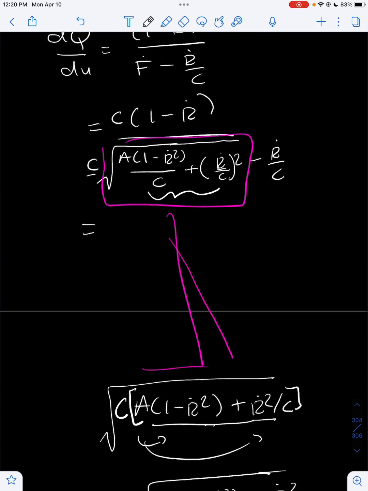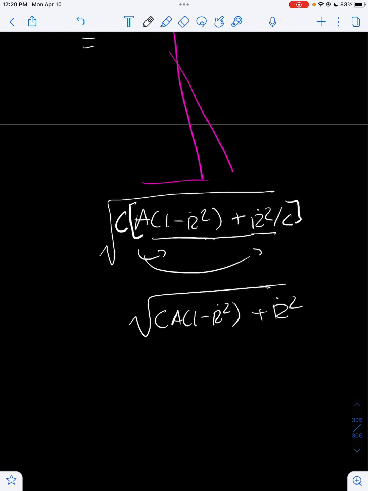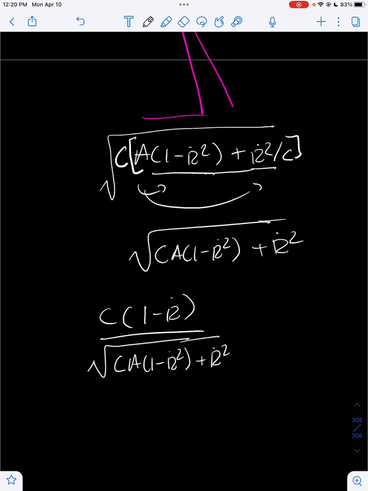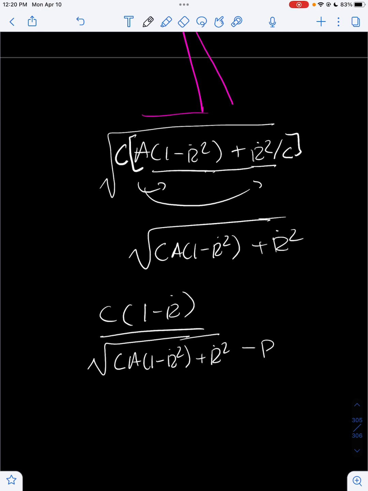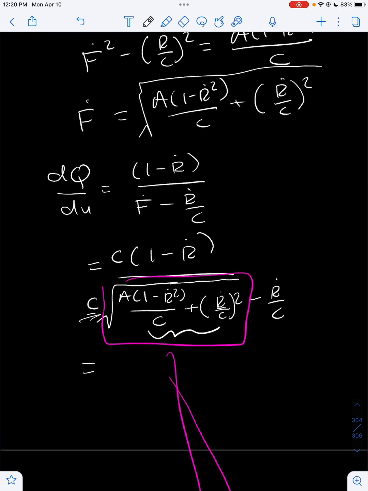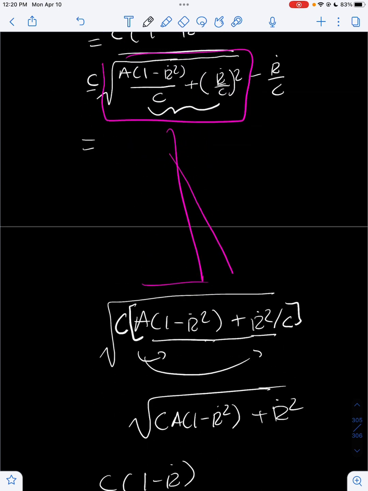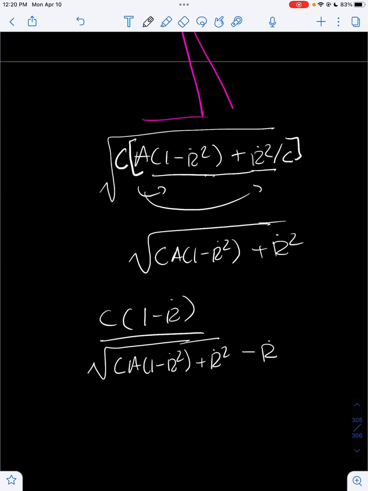So this term pretty much just becomes c times 1 minus r dot, and we're going to have a minus r dot because this would cancel out with this one over here. And by the way, this is not in the square root, just note that. And this is our formula for dq over du. We are finished.